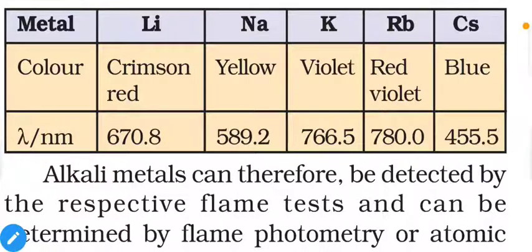So in flame test, when we put a small amount of this metal on the oxidizing flame, then the flame will give one of these colors if one of these metals is present. That means, let's say our sample contains sodium. So when we burn sodium in an oxidizing flame, the flame color will change to yellow. Similarly, if we have potassium, then the flame color will change to violet.